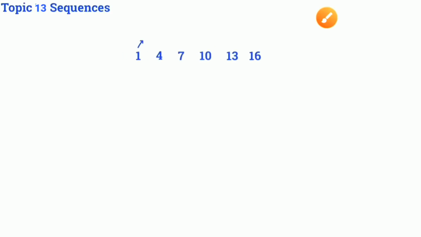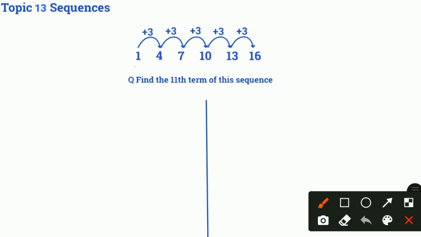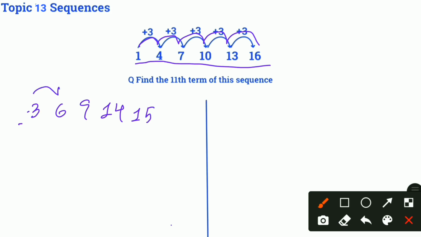Hello and welcome back, and this is our topic, sequence. So what is a sequence? In front of you, this is a sequence: plus 3, plus 3, plus 3, plus 3, plus 3. Let's make a sequence of multiples of 3. 3 times 1 is 3, 3 times 2 is 6, 3 times 3 is 9, 3 times 4 is 12, 3 times 5 is 15. So you can see that 3 is adding up every time. So this is a sequence.